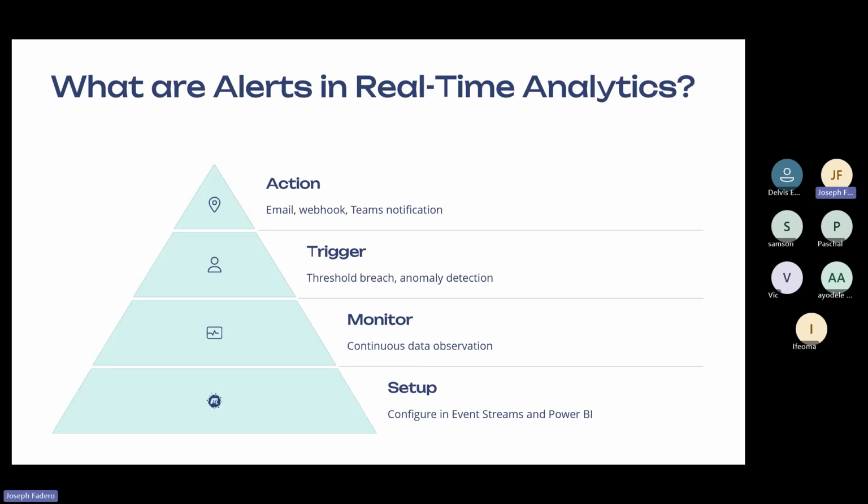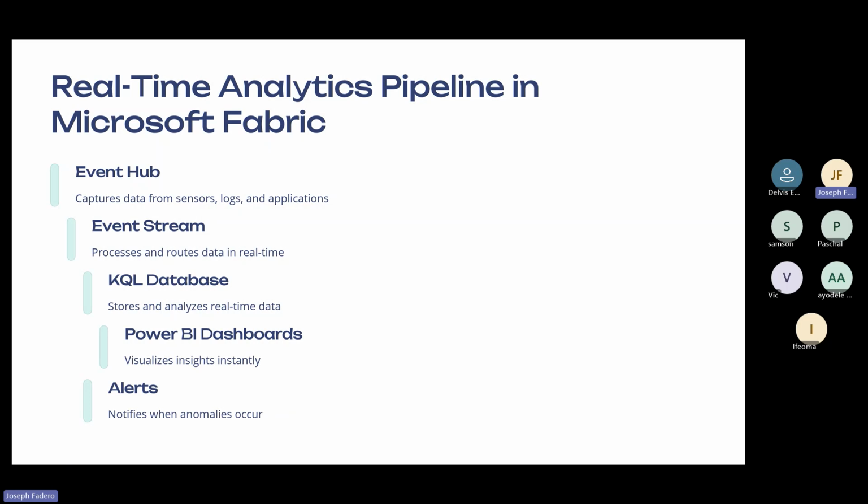So, alerts. Maybe based on when your real-time data is up to date or when the data is passed in, you want an email to be sent, or you want a dashboard to be updated or something like that. You can create alerts based on your real-time data in Microsoft Fabric.